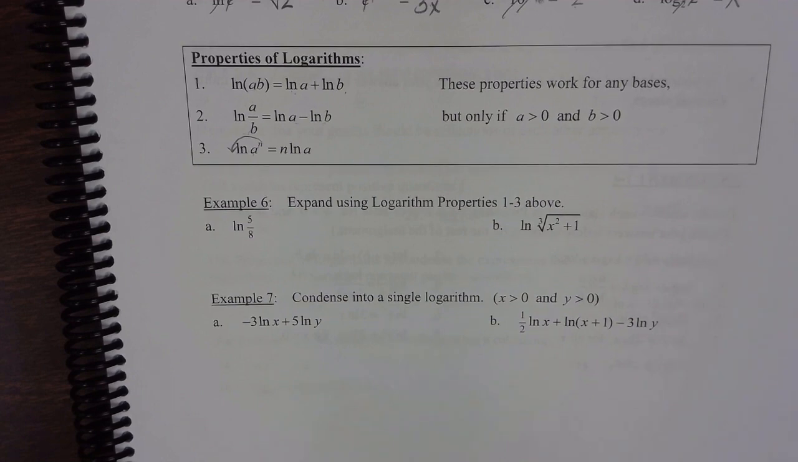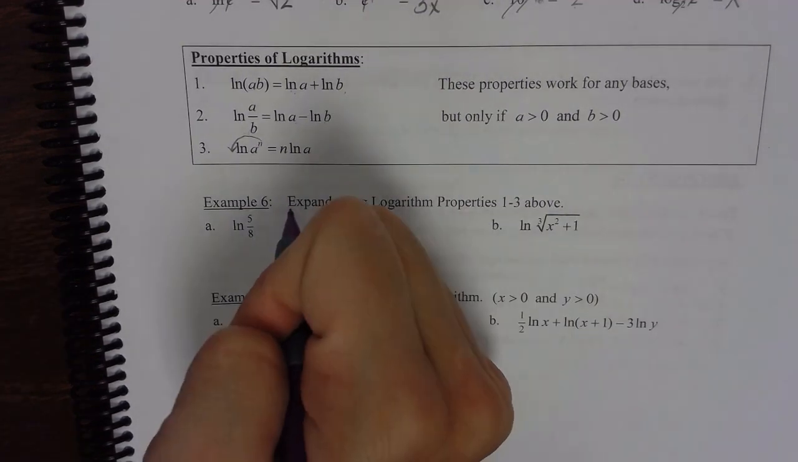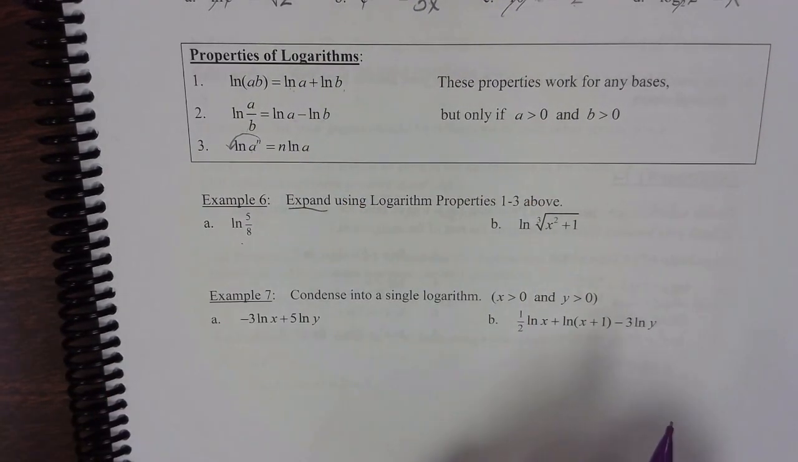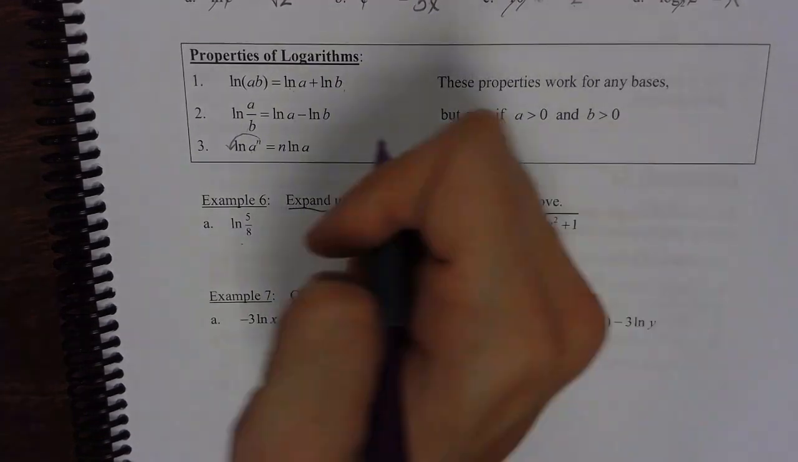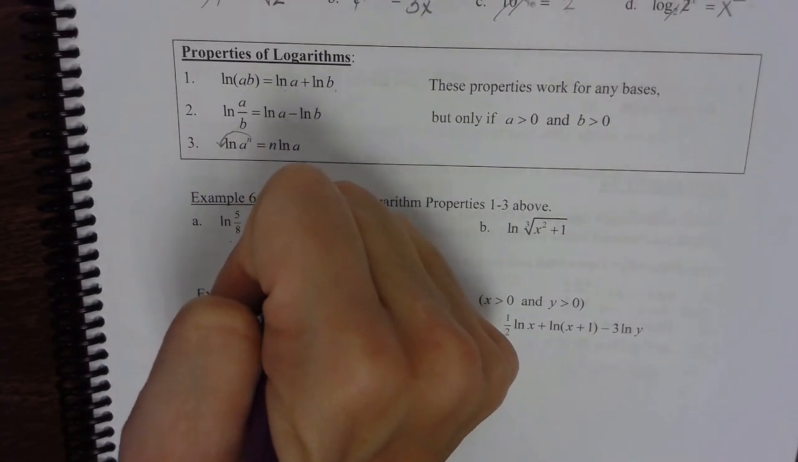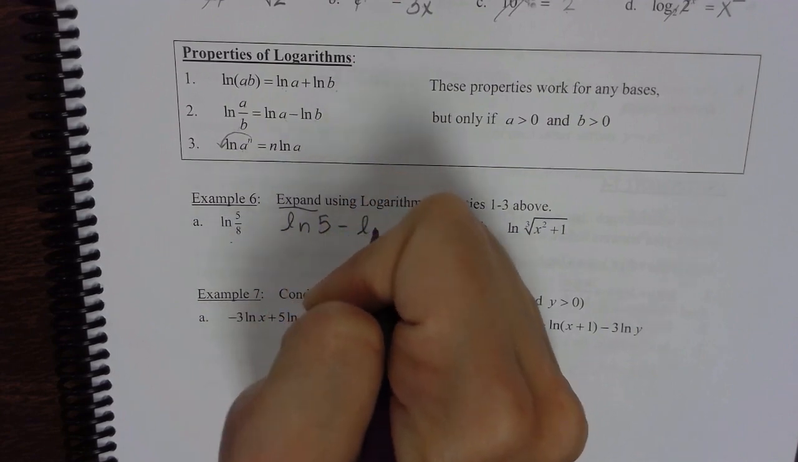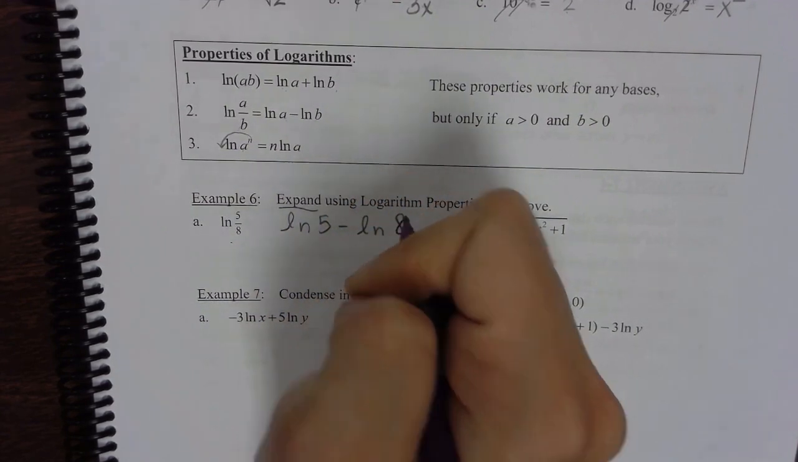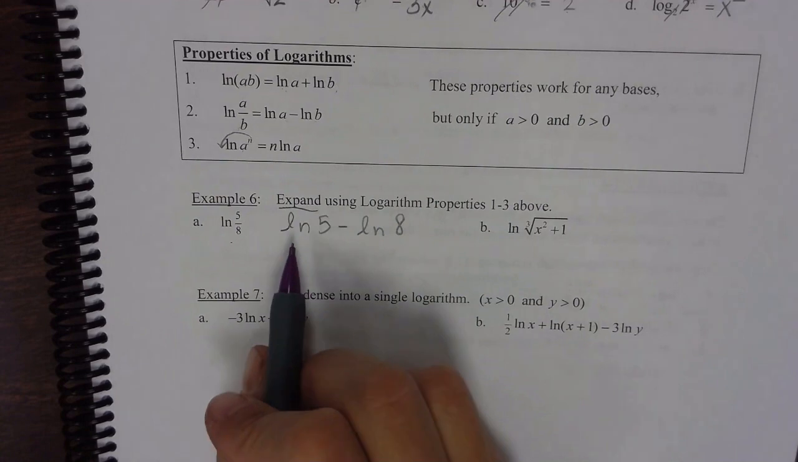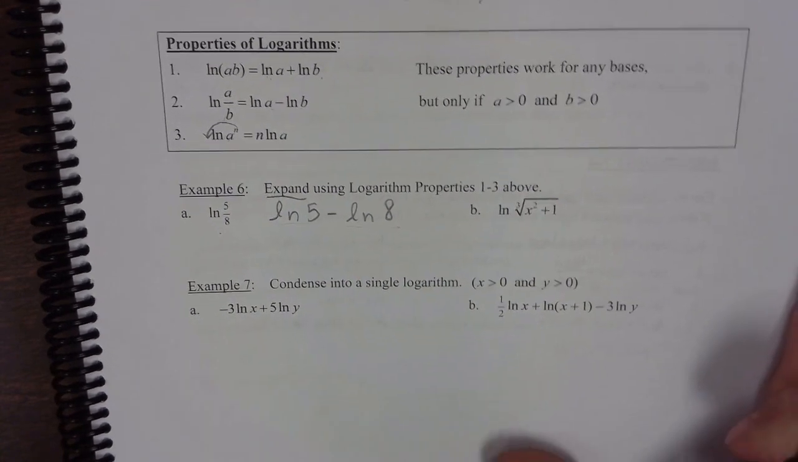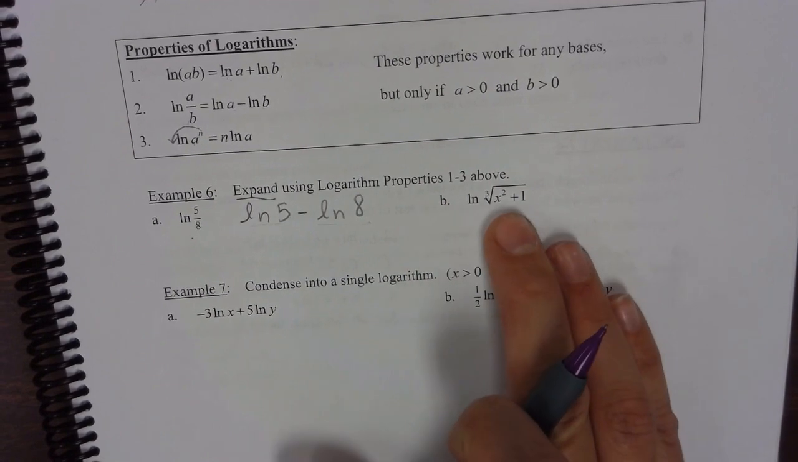So in 7.4 here, they're going to have you practice doing a bunch. So we're going to expand right now. So this is division, which means we need to do what? Subtract. So our answer should be ln 5 minus ln 8. And don't forget, guys, that these are actual constants. These are numbers.